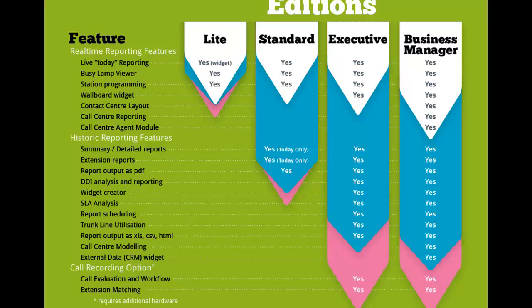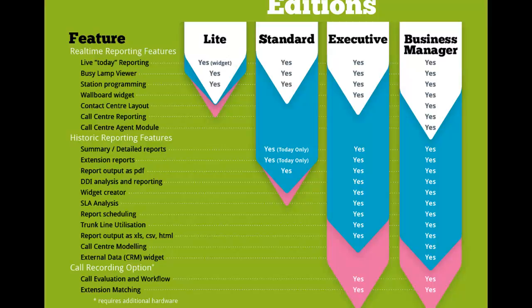The second edition is the standard edition, and this provides slightly more reporting on today. So you can actually start to run some PDF reports on what's gone on today, so some extension and some summary reporting. It's a very low-cost product. It's something that is slightly more than light, but is quite a way away from the executive edition. So in a situation where they just want a bit of reporting on today's activities that they can save as a PDF, the standard is a good stopgap between light and executive.